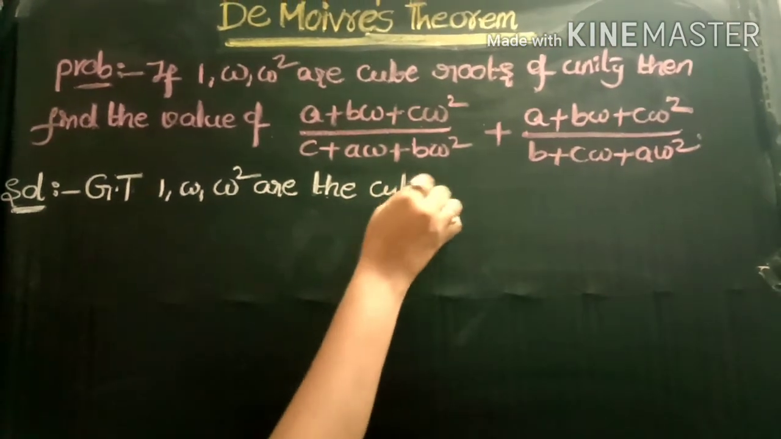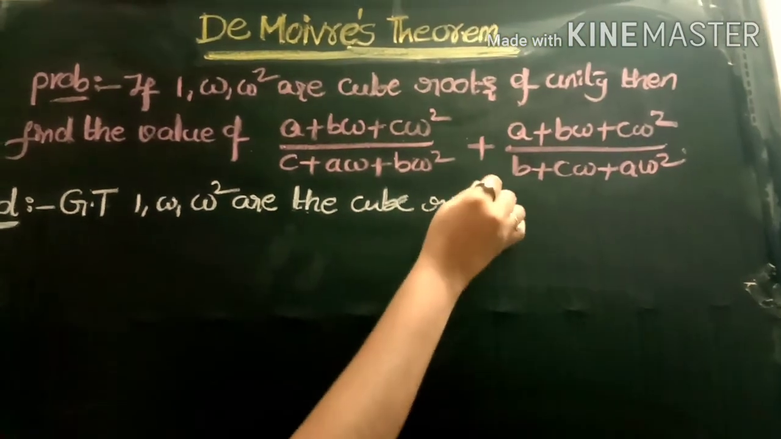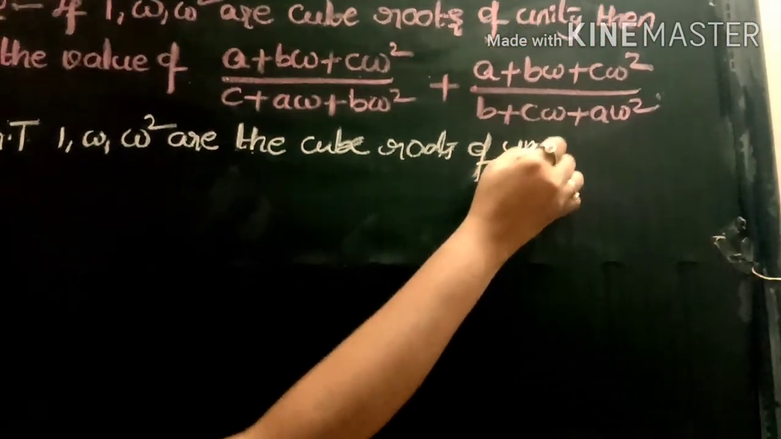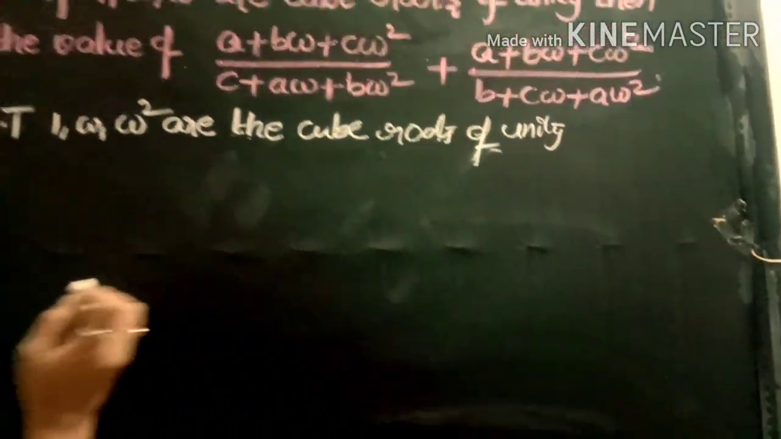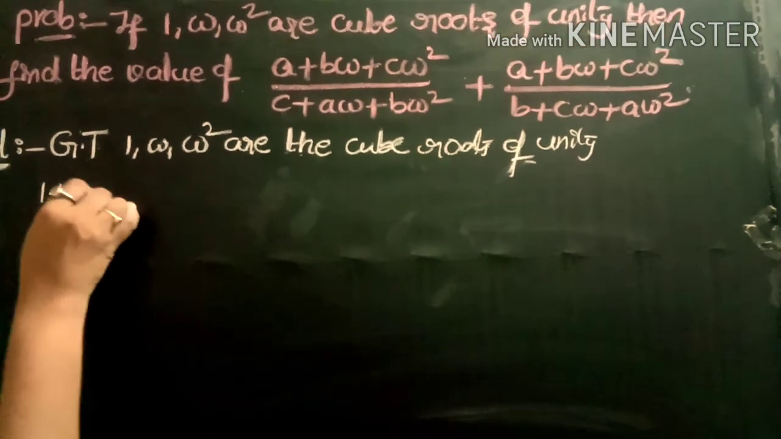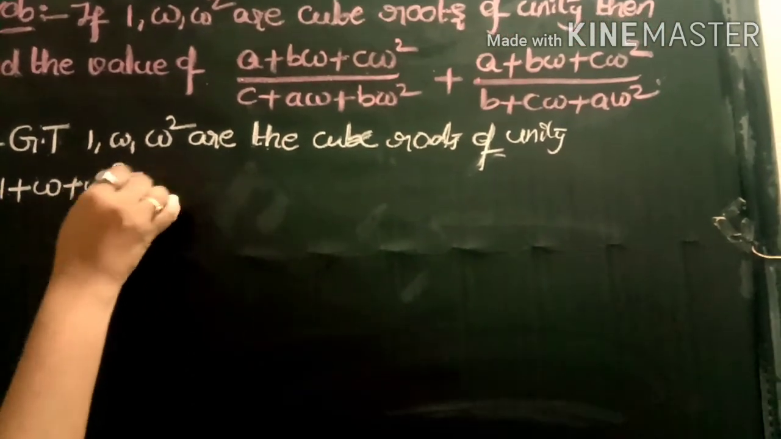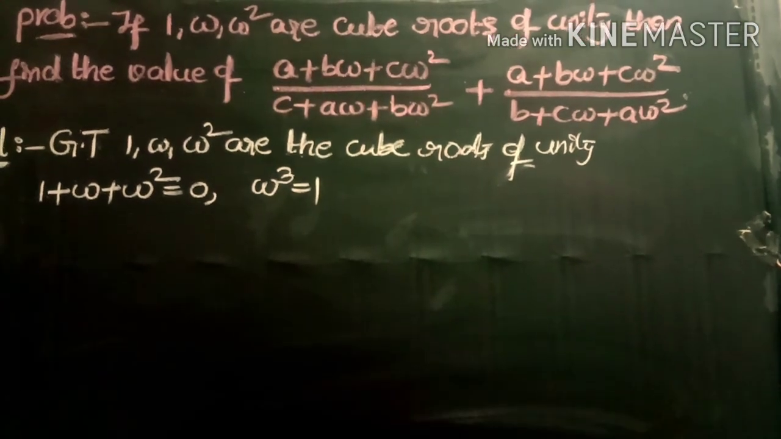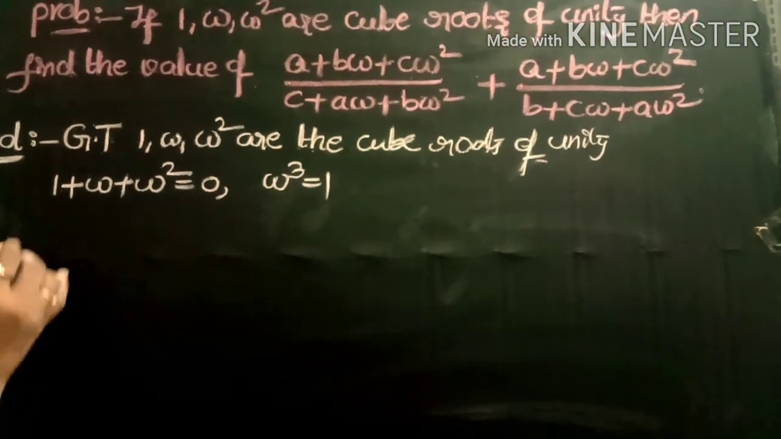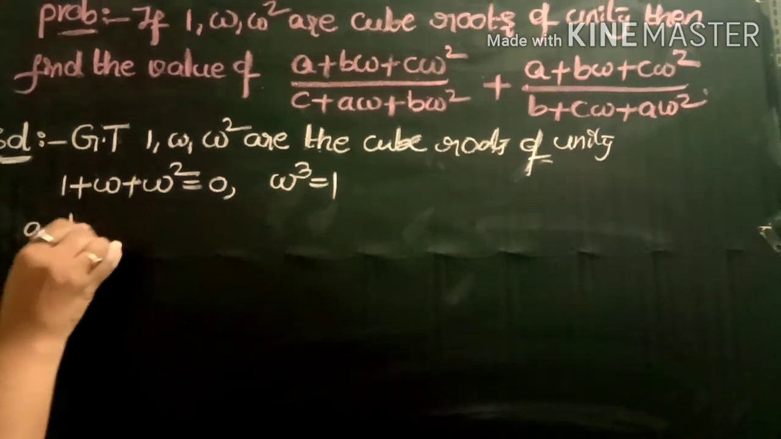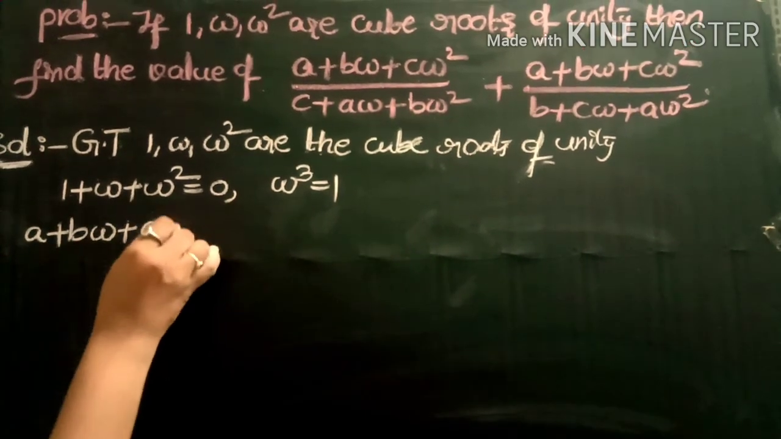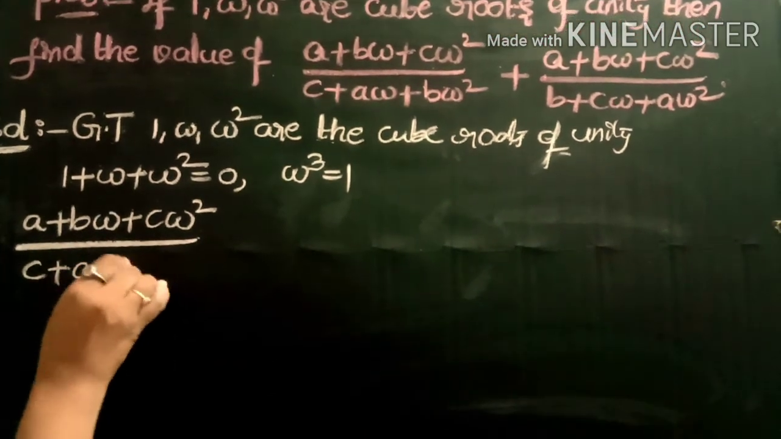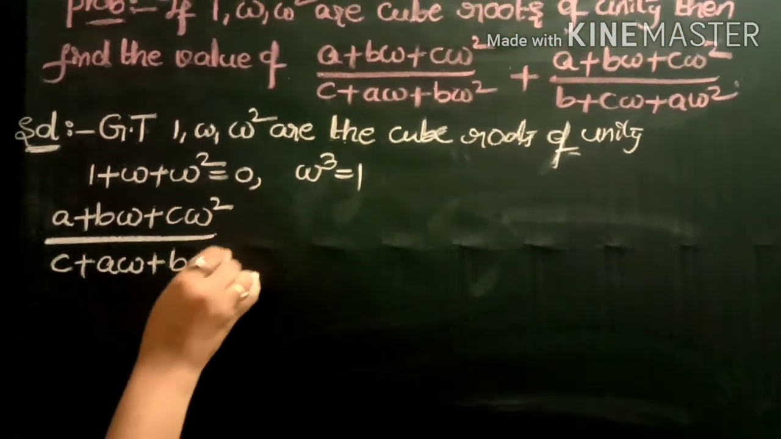So first we are writing that given that 1, omega, omega square are the cube roots of unity. That is, the conditions are 1 plus omega plus omega square is equals to 0 and the value of omega cube is equals to 1. Next we take the given expression. Given expression is a plus b omega plus c omega square by c plus a omega plus b omega square, plus a plus b omega plus c omega square by b plus c omega plus a omega square.